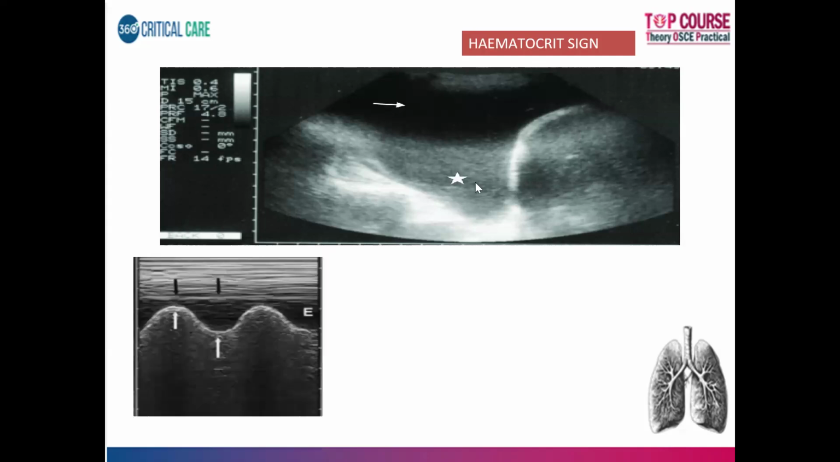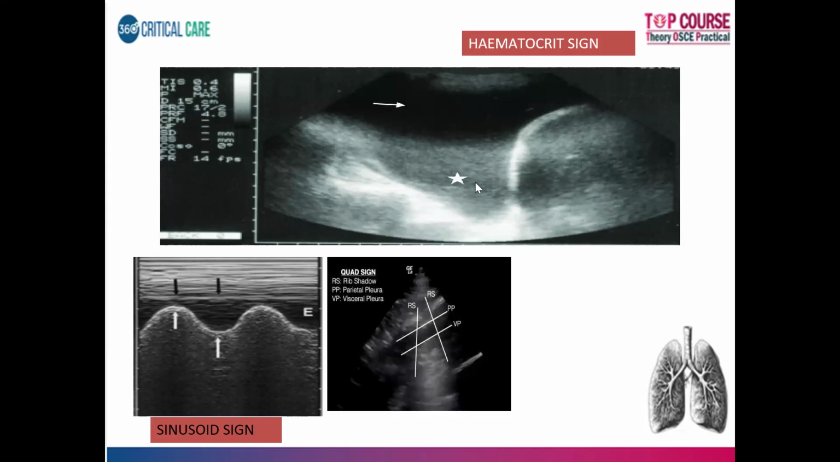Okay, what is this? It's called the sinusoidal sign. It's a linear image which propagates based on the cardiac pulsations. What is this? It's the presence of a pleural effusion wherein you see a quadrilateral being drawn. So when you have effusion, what is usually seen is the quad sign.